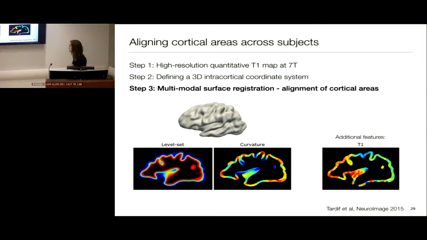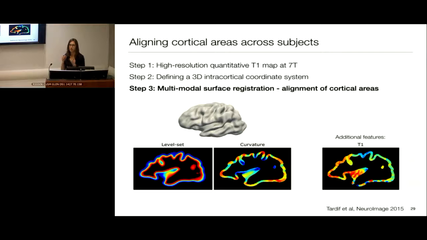So the last step here is that what I showed you was for an individual subject, a 3D intracortical grid that's defined for an individual subject. But we want to, of course, do some group analysis. We need to bring these subjects together into a common space. Typically, the way people do that is that they align cortical surfaces between subjects based on their geometry. And we do know that there's a strong relationship between the shape of the cortex and the cortical areas.